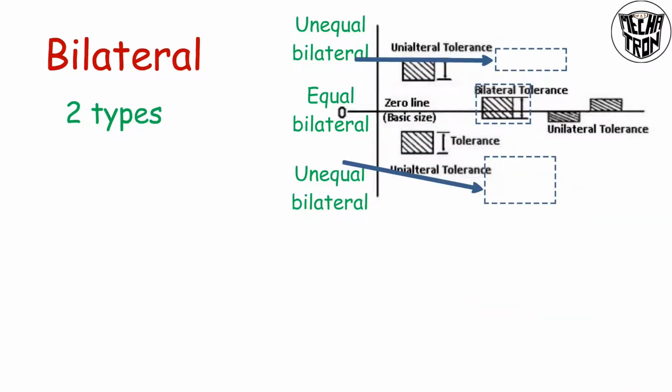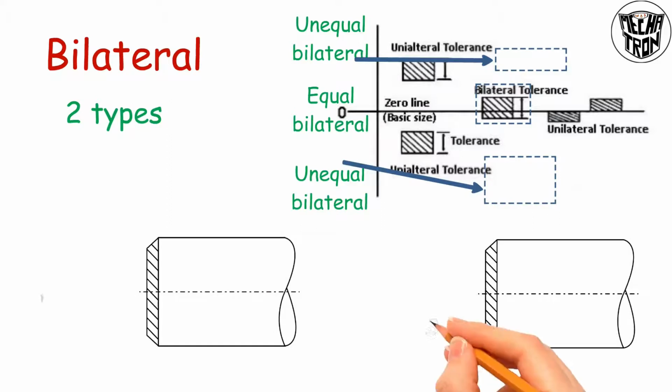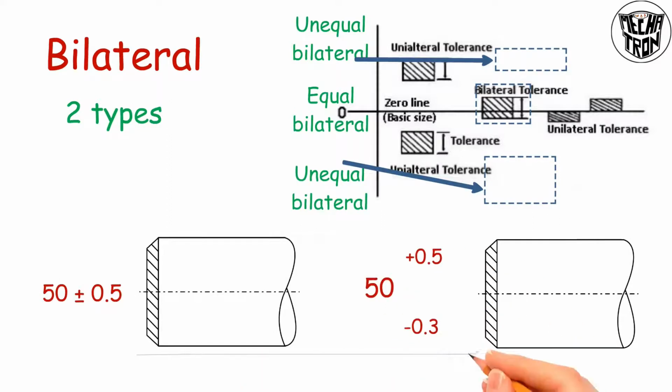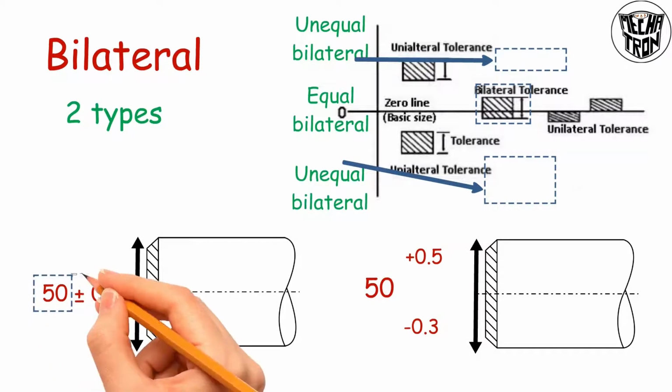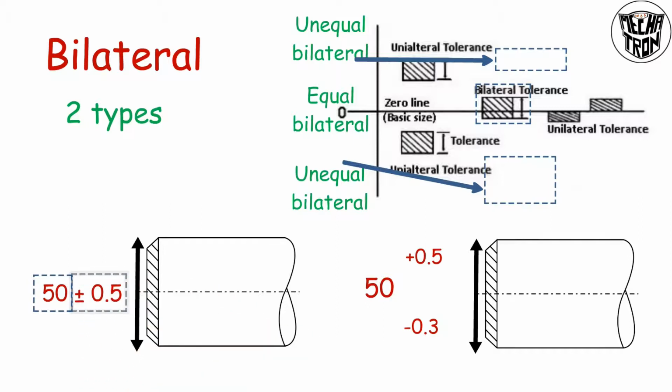For example, we will take the same circular shaft with some dimensions. This dimension is for our reference only. Here basic size is 50 mm diameter and equal tolerance value is plus or minus 0.5 mm. I mean the tolerance value is from minus 0.5 mm to plus 0.5 mm and unequal tolerance value is from minus 0.3 mm to plus 0.5 mm. For bilateral tolerance method, these methods are represented in engineering drawing.